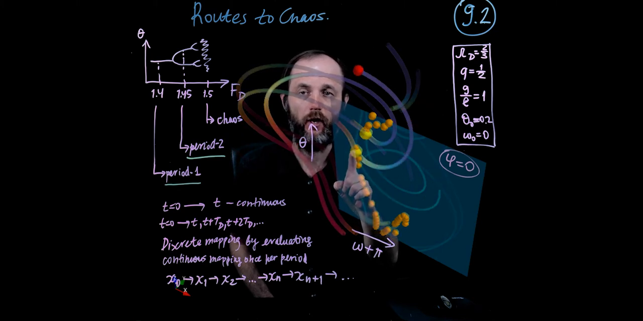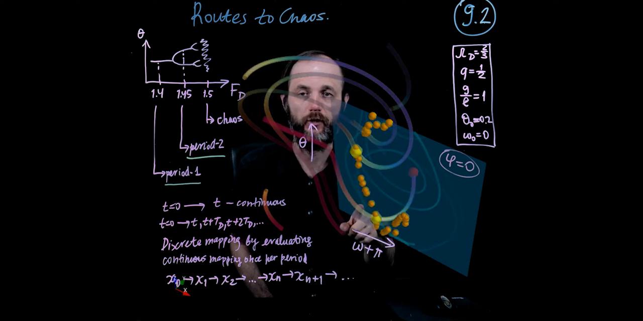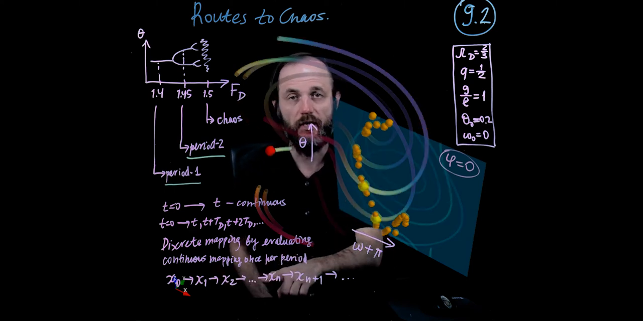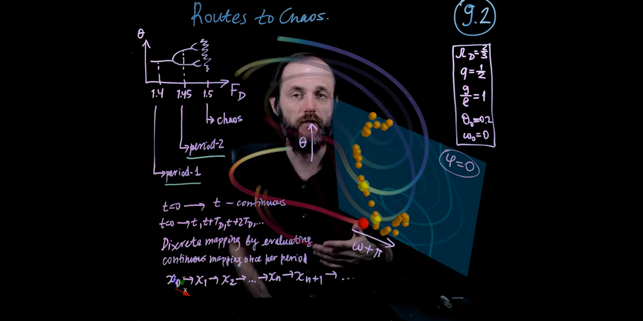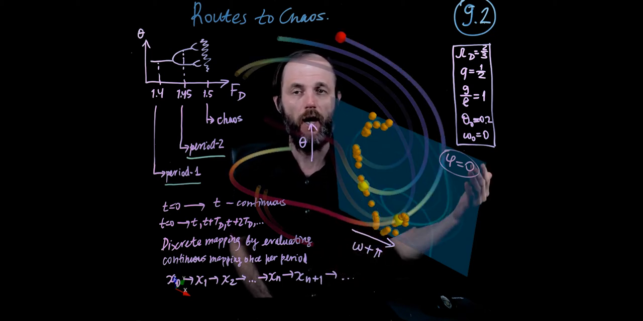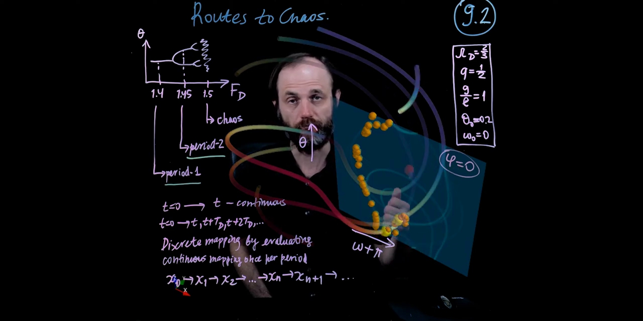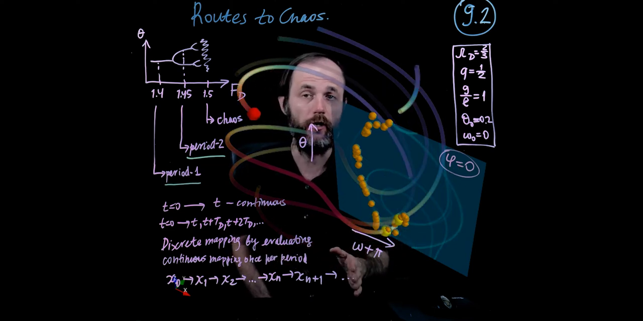So these are xn, xn plus 1, xn plus 2, and now we're going to get xn plus 3. This is the discrete sequence of the states of the system that we're going to be getting in the Poincaré section. And the sequence is going to be chaotic.